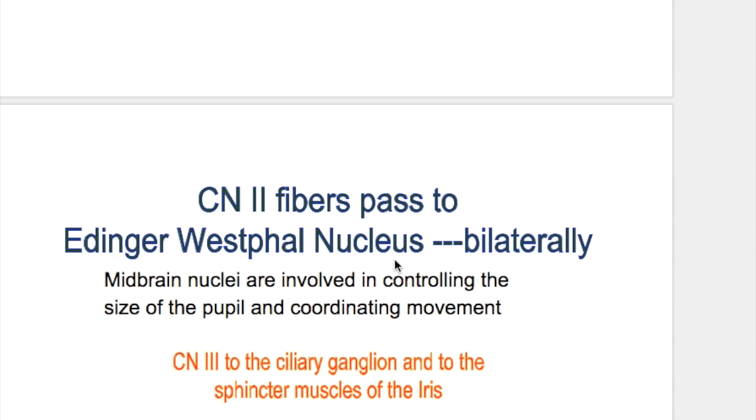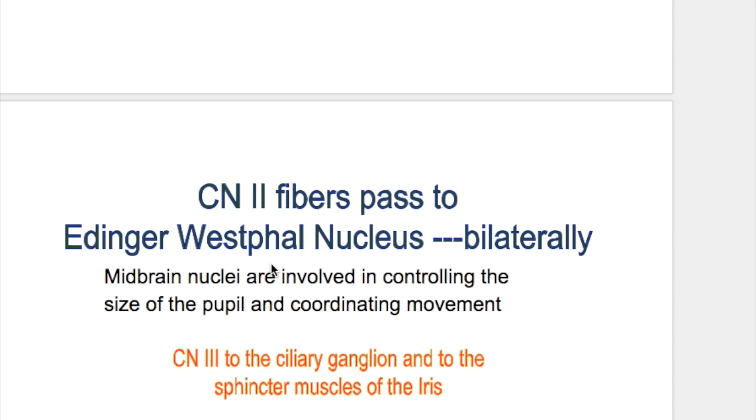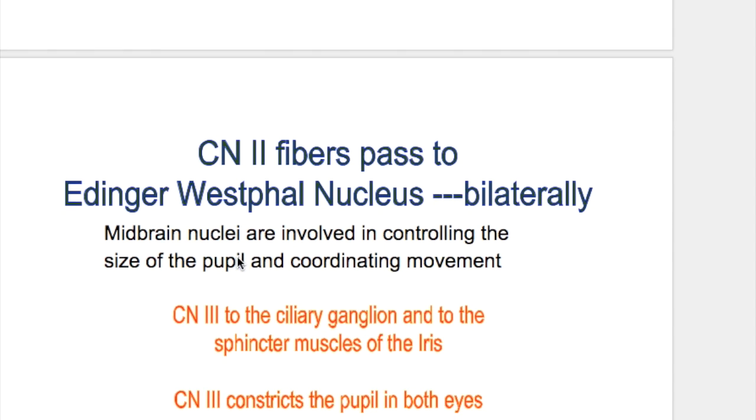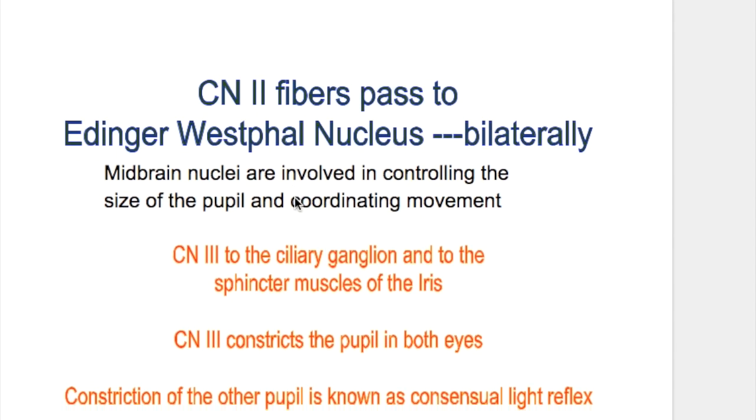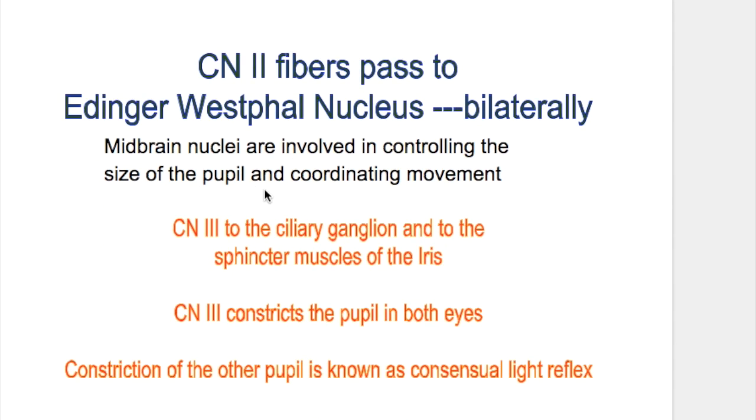So what's the importance of bilateral innervation? That when light falls on one pupil, it constricts both pupils. Constriction of the other pupil is known as the consensual light reflex. Midbrain nuclei are involved in controlling the size of the pupil and also coordinating movement.